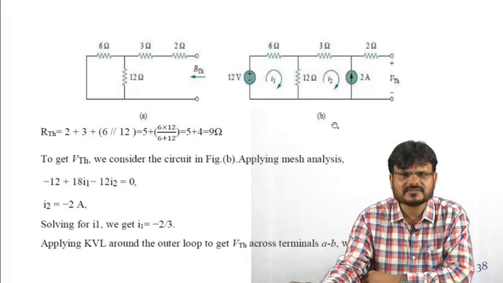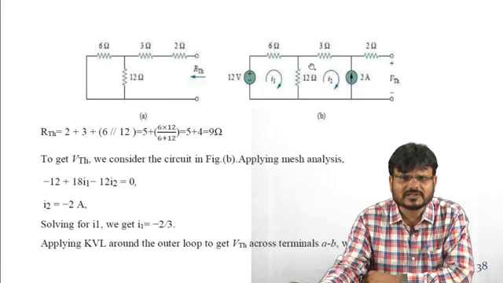Applying mesh analysis, it will be minus 12 plus 6 plus 12, that is 18 I1, minus 12 I2, because the net current flowing through this 12 ohm is I1 minus I2. So minus 12 plus 18 I1 minus 12 I2 equal to 0, because this is an open circuit. That means no current will flow through this branch. Whatever current is flowing is only in this mesh. So minus 12 plus 18 I1 minus 12 I2 equal to 0.